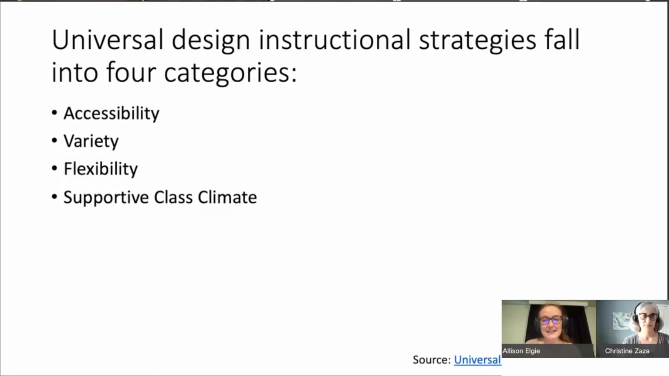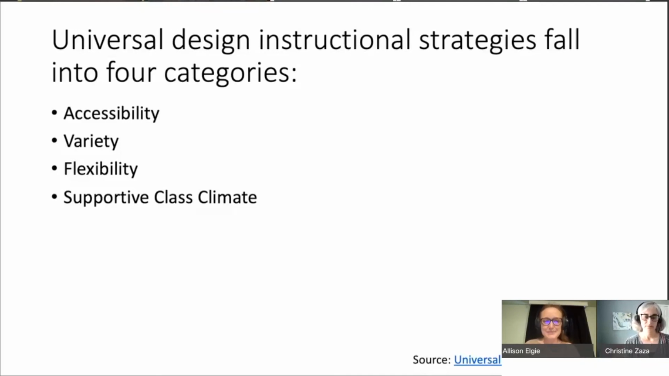On this handout, there are four areas of universal design that we want to focus on. Now, if you've done any learning or any reading or informing yourself about universal design ahead of time, you would know that there are lots of principles out there. And the CTE has a lot of teaching tips on this topic, and we've provided some links in the resource slide on that handout as well. But today we're focusing on four areas: accessibility, variety, flexibility, and supportive class climate.